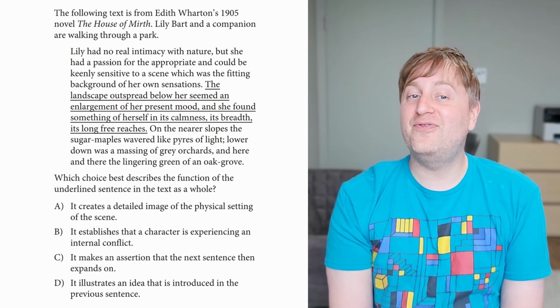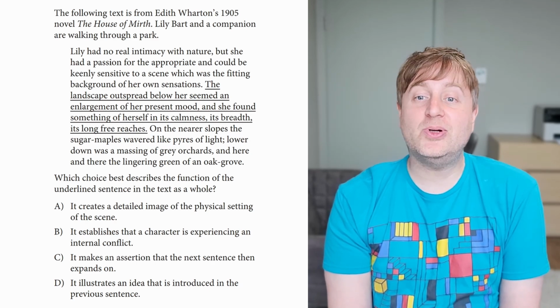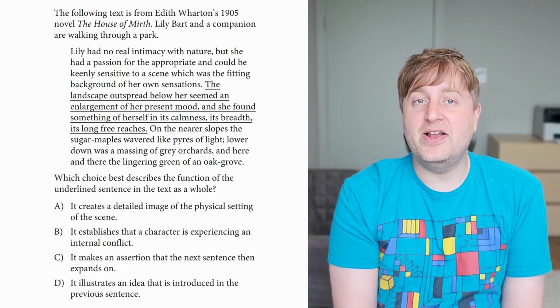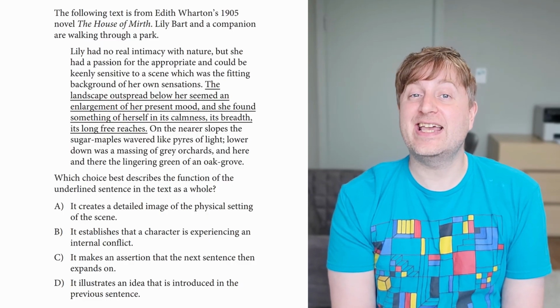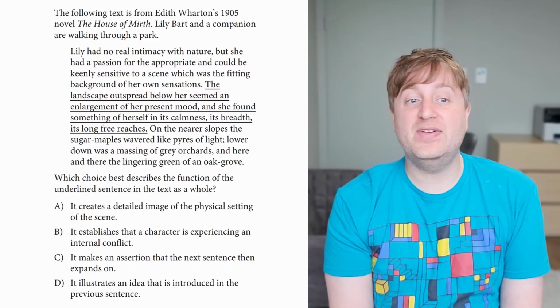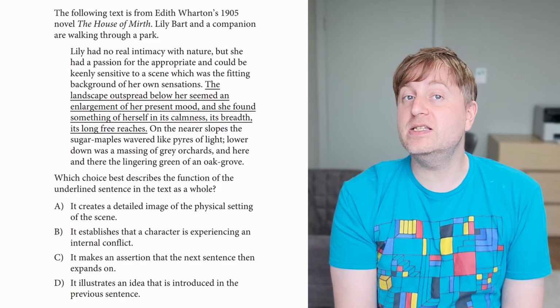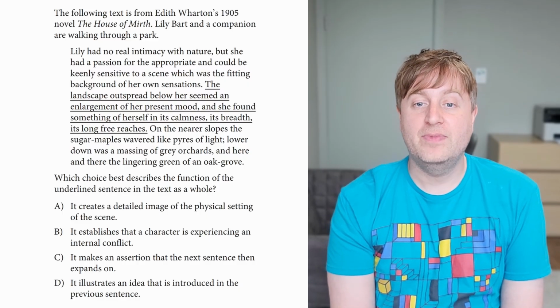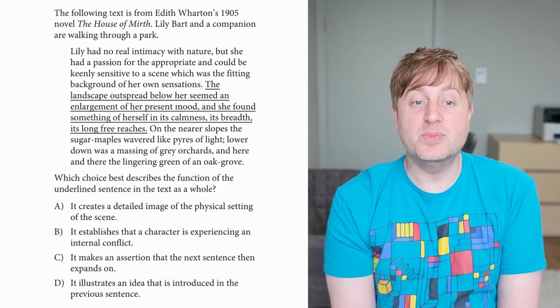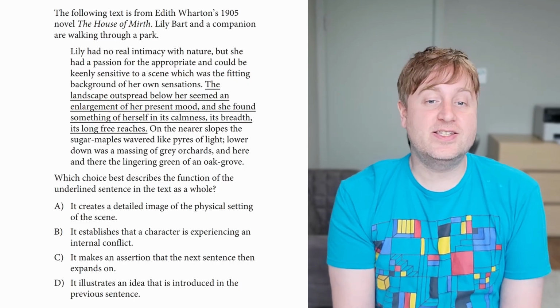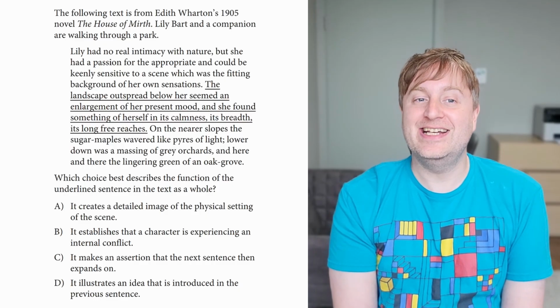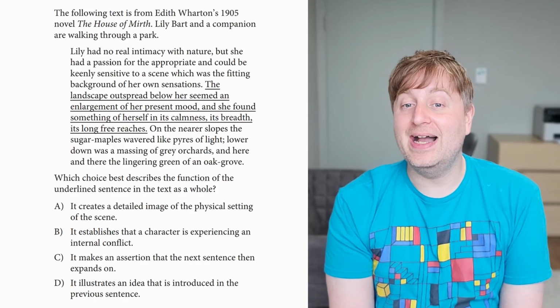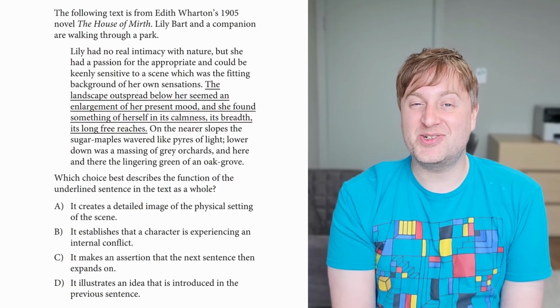Now, I haven't read the final sentence, but I'm not sure I'll need to, because I've already read enough to begin analyzing the role of the sentence in the text as a whole. The sentence seems to be emphasizing the connection between Lily's mood and the landscape, and it builds on the sentence that comes before, which emphasizes Lily's view of nature as a fitting background of her own sensations. So with that in mind, I'm ready to move on to the answer choices.